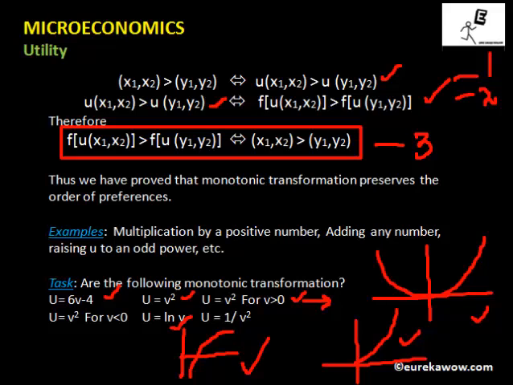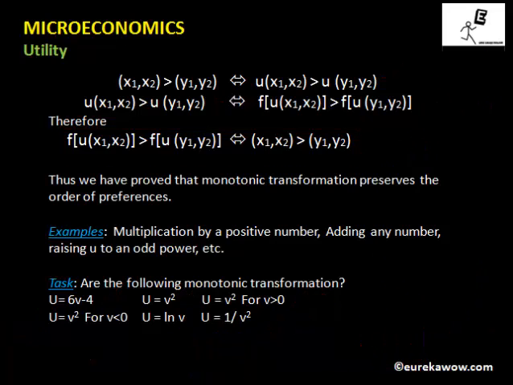If you look at u equals v square for v less than 0, the graph will look something like this. So it's a negative monotonic transformation. And if we look at the last case, u is equal to 1 divided by v square, then this is equal to v to the power minus 2. And as a result, it is not a monotonic transformation.